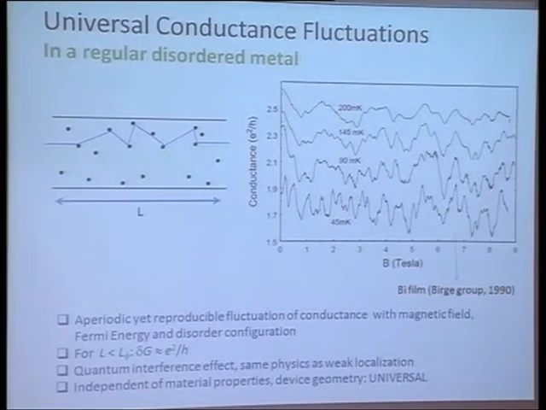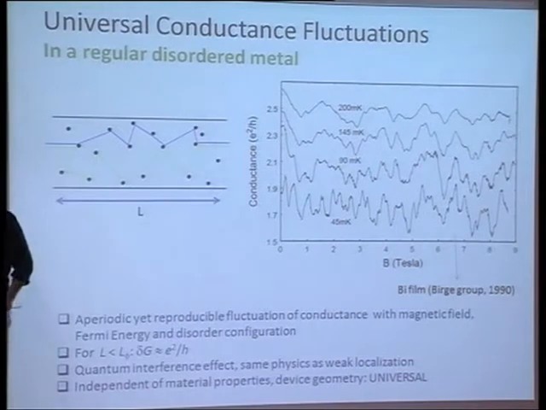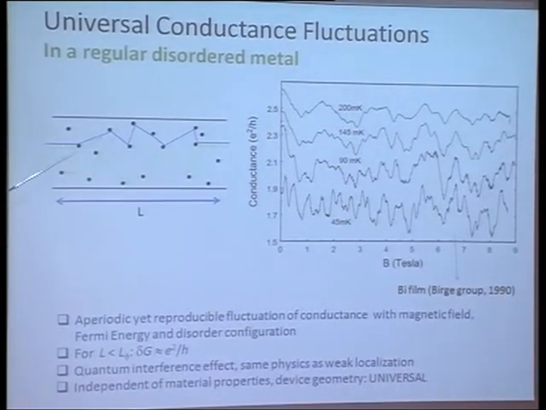And this universal conductance fluctuation is essentially an effect of quantum interference of electrons in this metal. Because the backscattering of electrons essentially superpose on each other, leading to a standing wave pattern, which is extremely sensitive to any change of parameters like E_F, the Fermi energy, magnetic field, and disorder. So that's the regular metal. That's what we know.